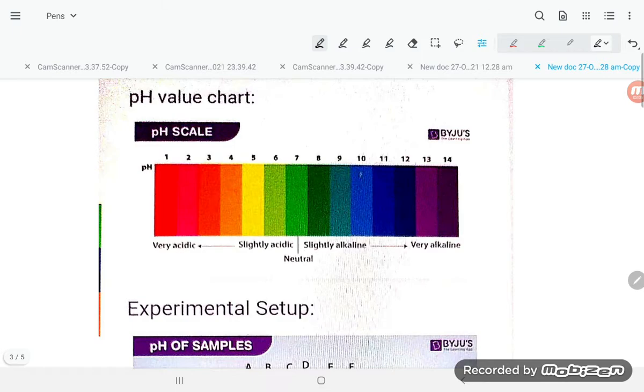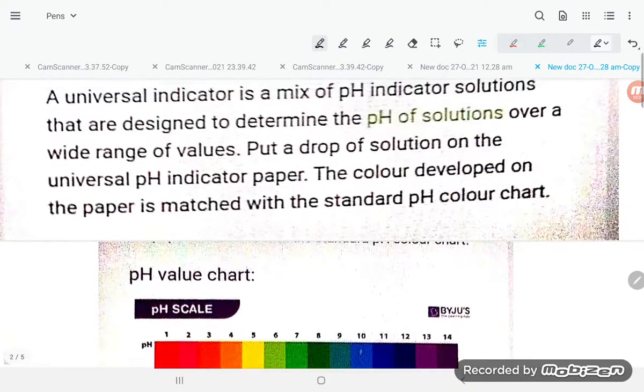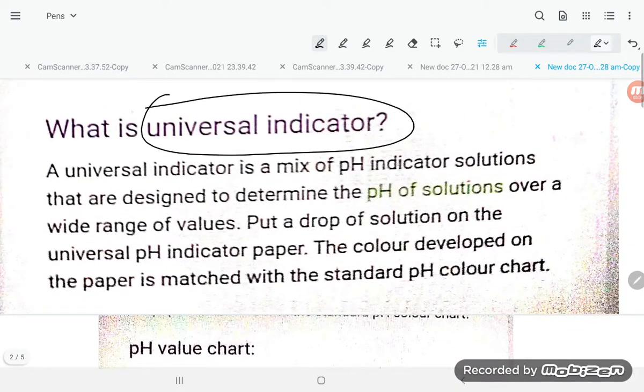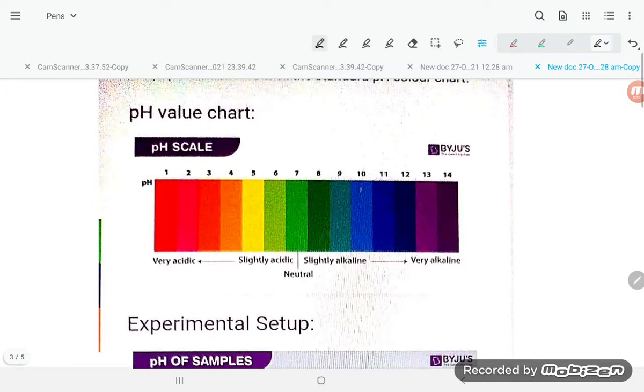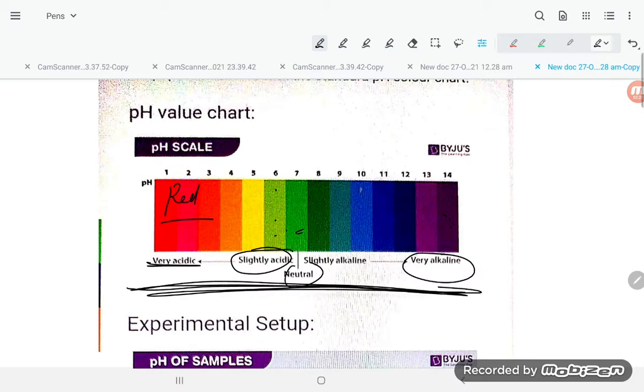Now students, here is the pH chart. If you are taking universal indicator, very acidic means red color, slightly acidic has another color, neutral is the green color, and very alkaline or basic has another color. So these are the color changes of the universal indicator with different samples.